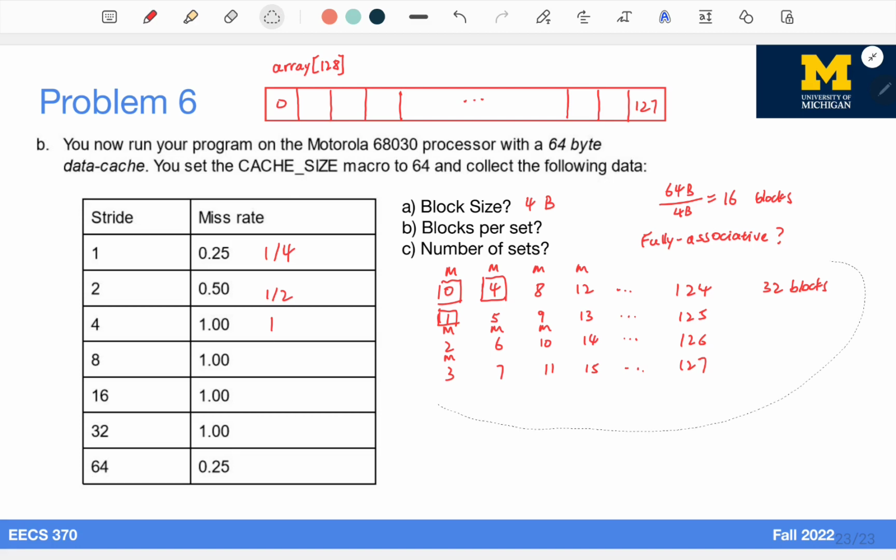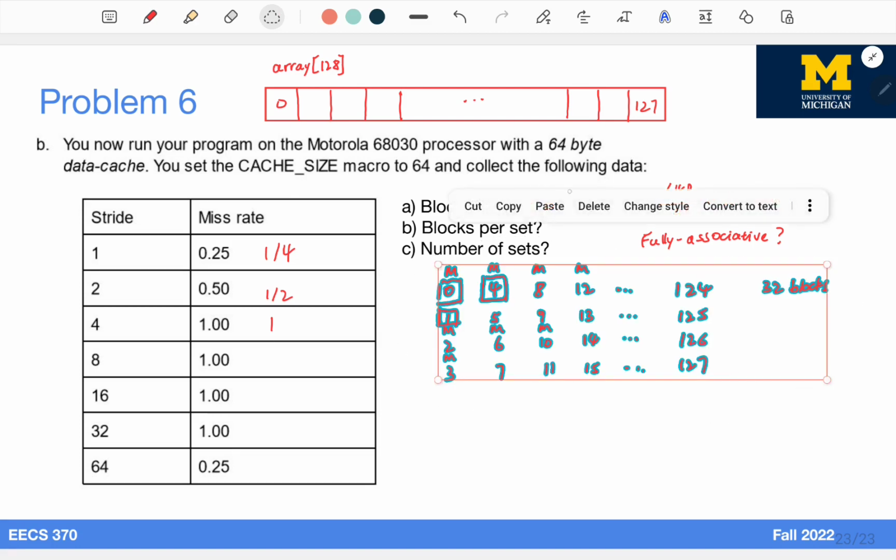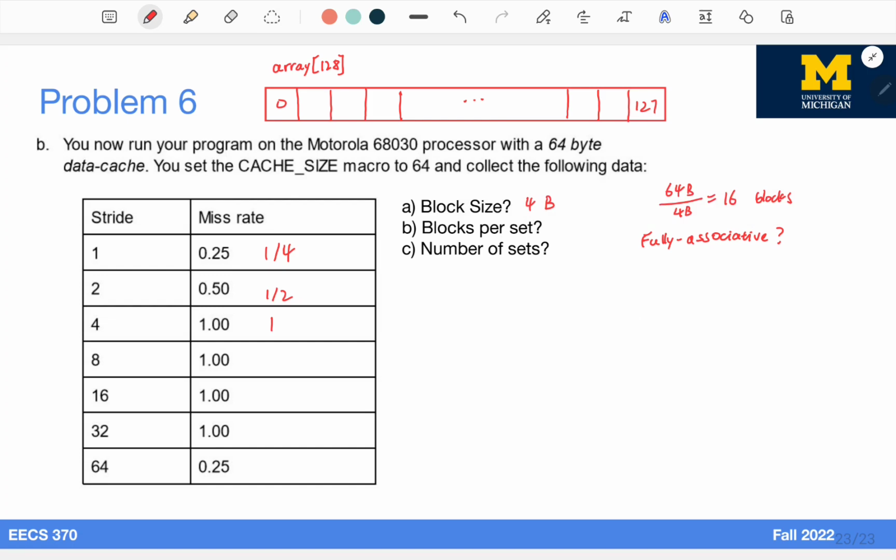Next, things become tricky when stride equals 8. When stride equals 8, we will have 8 different loops, and in the first loop, we will access 0, 8, 16, and so on, until 120. And then in the next iteration, we'll start at 1, and then 9, 17, and so on, until 121. And then in the next iteration, start at 2, and then 10, 18, and so on, until 122, and etc.